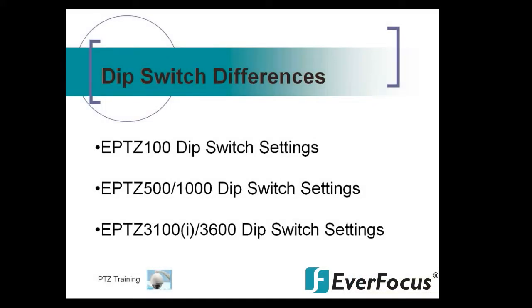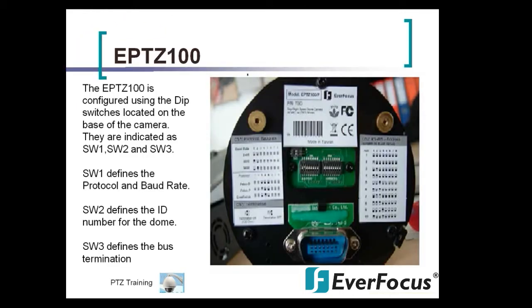There's a couple on each particular model: the EPTZ 100, the 500 and the 1000, and then the 3100, 3100i, and 3600. The dip switches are all the same. They're just in different spots and located in different areas, so we're going to cover that so you have a better understanding. First, we'll go over the EPTZ 100.